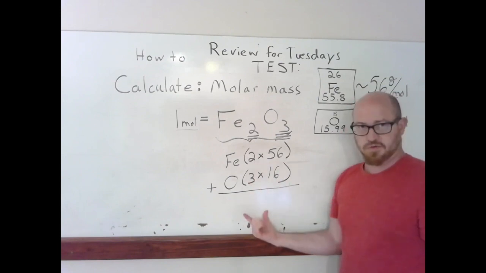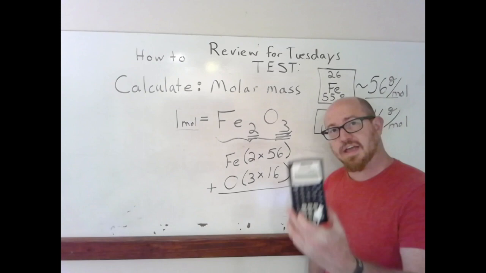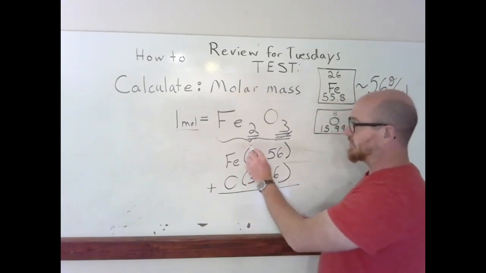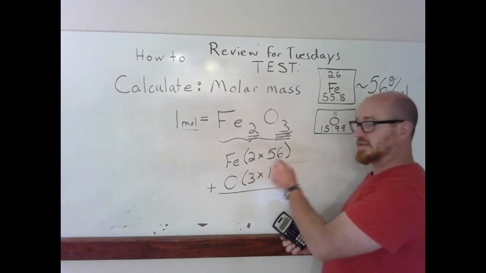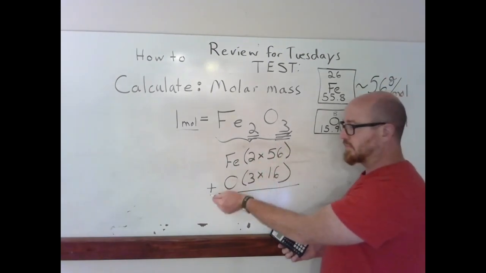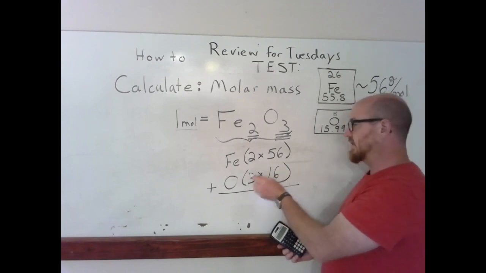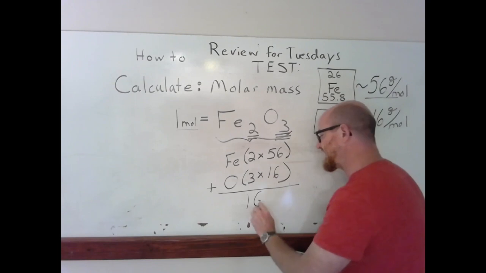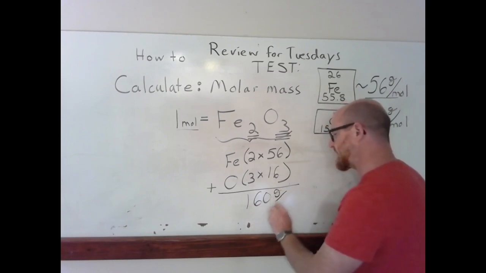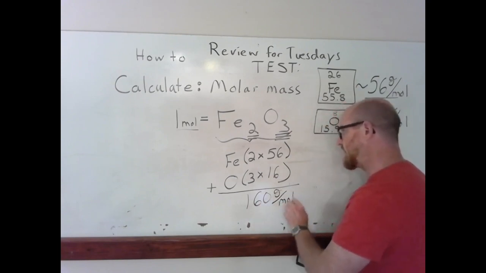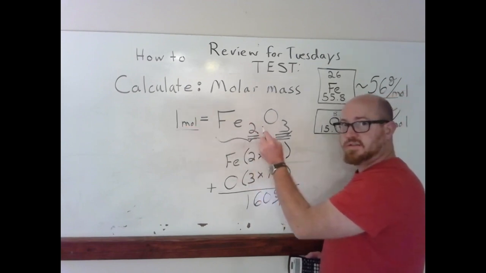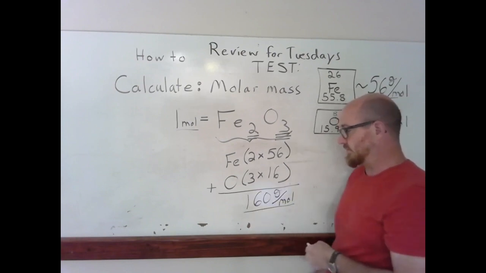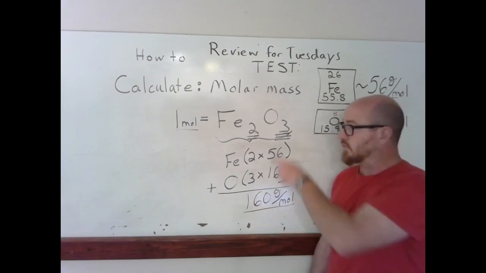Once you've taken that and plugged it into your calculator, again, I would use parentheses. So I type parentheses 2 times 56, close parentheses, plus parentheses 3 times 16, close parentheses. You're going to get 160 grams per mole. So 1 mole of rust on the scale is 160 grams on the scale of rust.